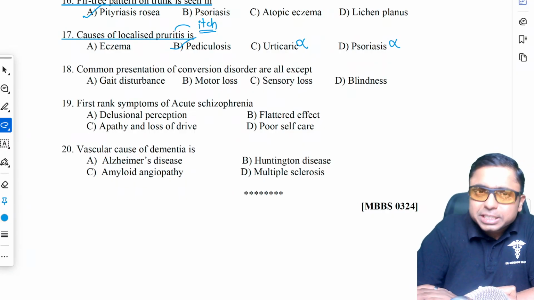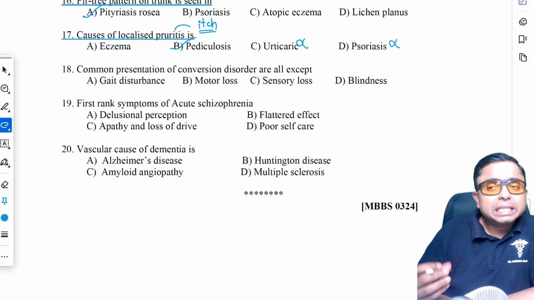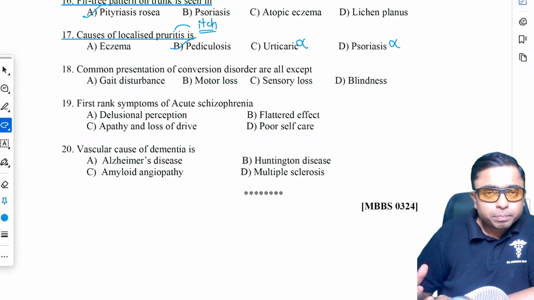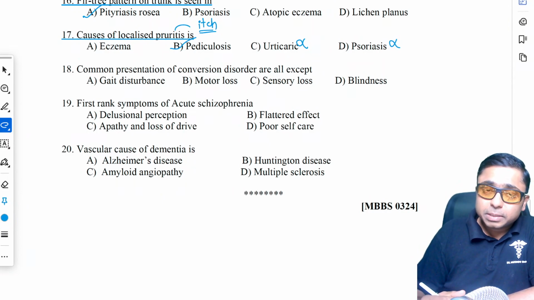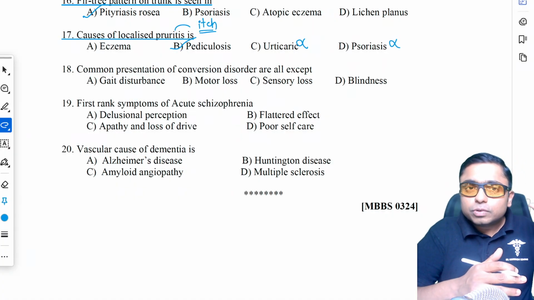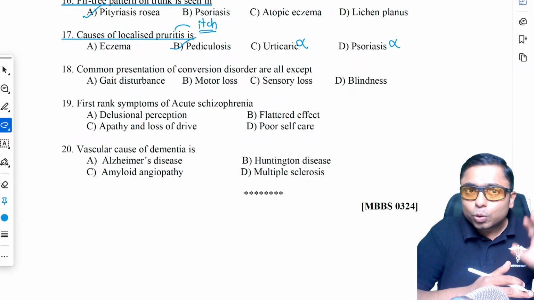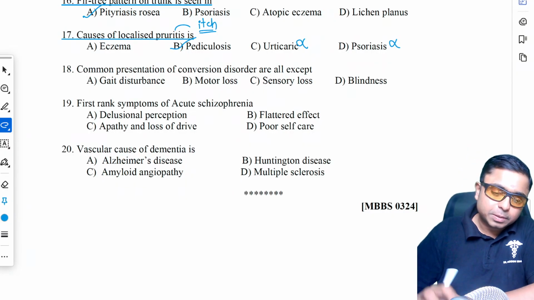And coming to eczema, here something interesting. Atopic eczema, we can say that it is a localized version, but still eczema is not just confined to atopic eczema. There are so many other types of eczema. So that's why we can consider eczema to be both a cause for generalized pruritus and also localized pruritus. So the best option here would be option B, pediculosis. Okay.